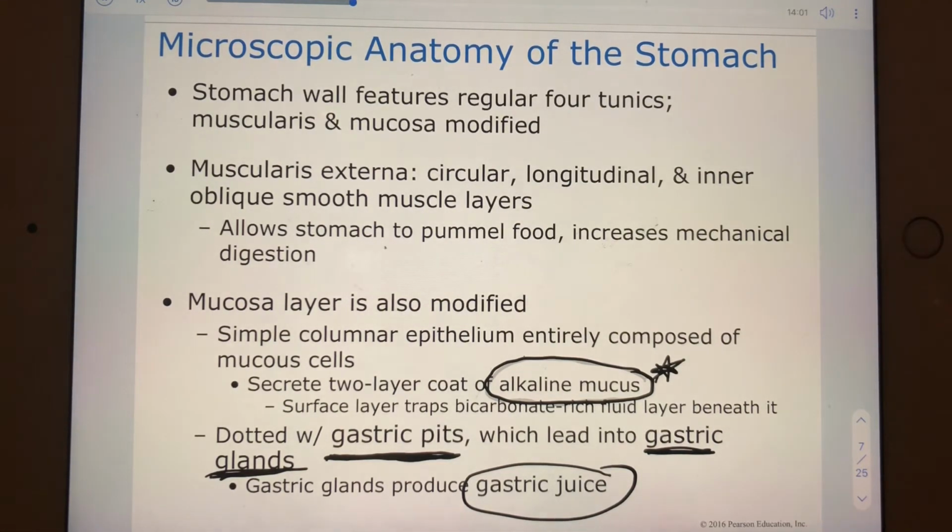But because the bulk of the mucosa is making alkaline mucus, this mucus acts as a buffer between the crazy low pH of stomach acid and the delicate mucosa, the actual cells that we want to protect. We don't want to digest ourselves. So this alkaline mucus is protecting us from digesting our own stomach wall, and it's rich in bicarbonate, which is going to act as a buffer.